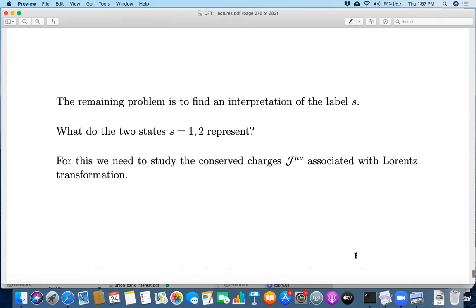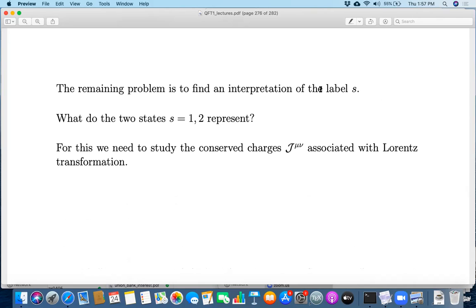Okay, so now we have to find the interpretation of the label s. We had seen that the state is labeled by an additional index s, which takes values 1 and 2. And we may now ask, what is the interpretation of that label? To find the interpretation of this label, we have to study the conserved charge associated with the angular momentum, because this label actually will turn out to be the spin label. I'll not give the full derivation, but I'll state the results, and I'll leave it as an exercise for you to actually check this.